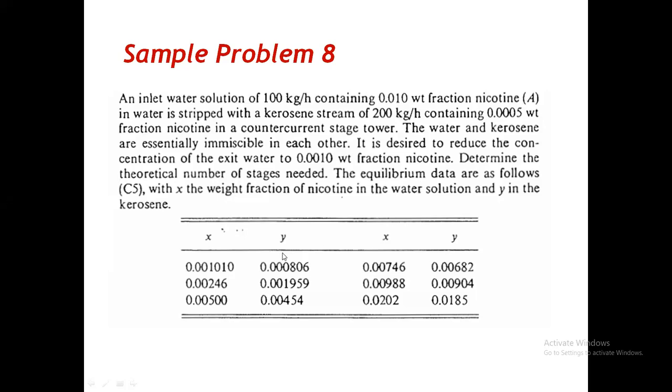The problem that is shared to you in here is the exact problem that is found in John Putli's on page 796, and it's the sample problem 12.7-3. It tells you of an inlet water solution of 100 kg per hour which contains nicotine with a weight fraction of 0.01, meaning this is a dilute solution. It has to be stripped. So your nicotine is with water and it is to be stripped using kerosene strip.